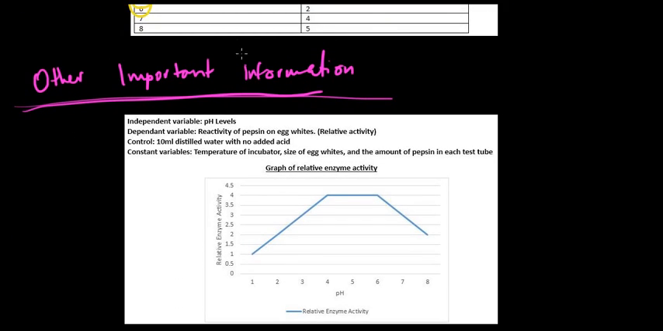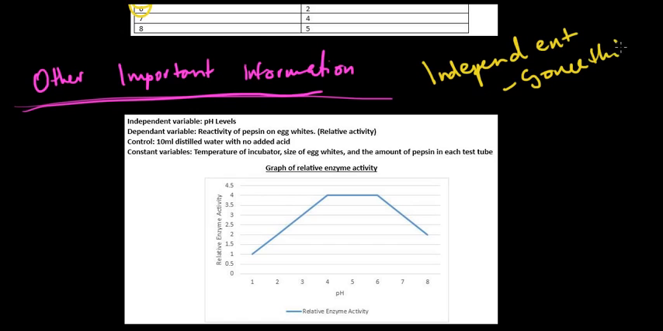In this test, our independent variable was the pH levels, because that is something that we changed. Always remember, independent is something that I change. Whereas dependent is what actually changes, or what is altered because of the independent variable.